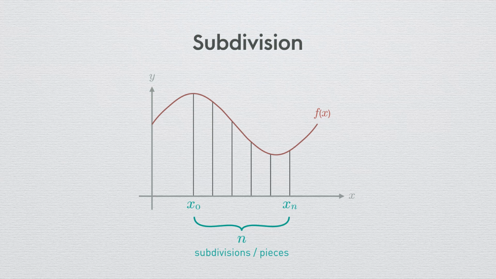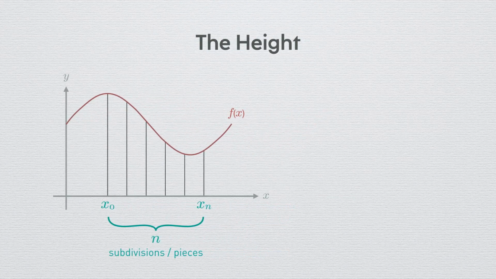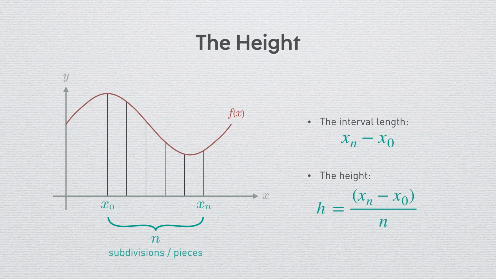Now that we got the interval and subdivisions covered, we're ready to find the heights. Do you still remember that the heights are basically the horizontal parts? But before that, we need to count the interval length first. We do that by subtracting x0 from xn, or simply the greater number minus the lesser number. Finally, we could find the height by dividing the interval length with the number of pieces that we want, which is n. Hopefully that sounds simple enough.